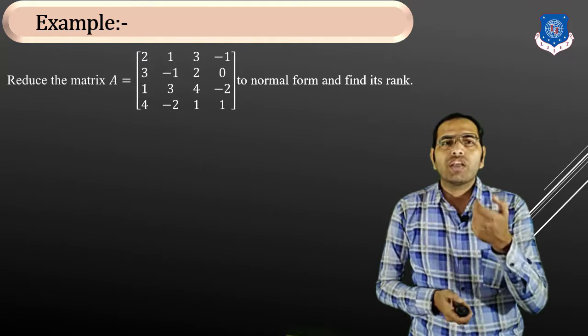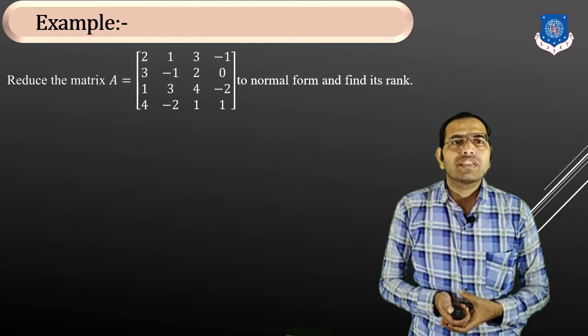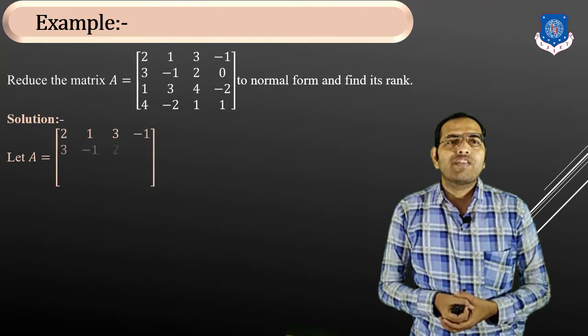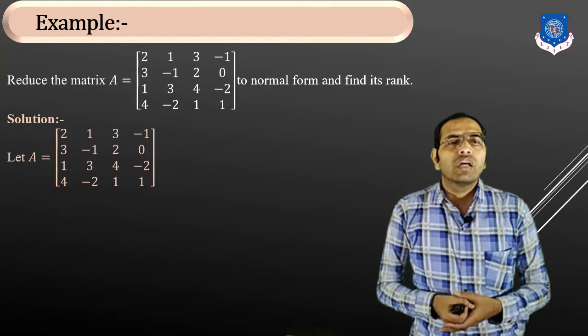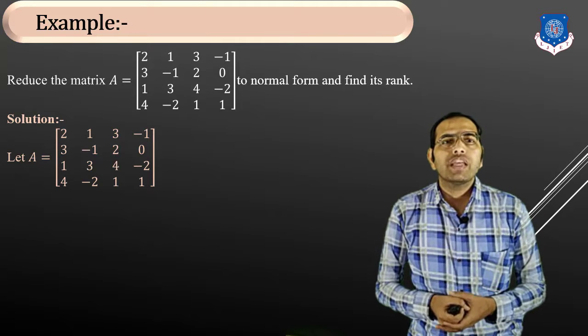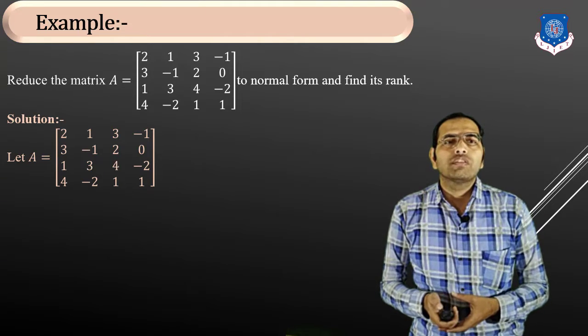Let's see. Firstly, whatever matrix is given, let A equal to 2, 1, 3, minus 1, 3, minus 1, 2, 0, 1, 3, 4, minus 2, 4, minus 2, 1, 1.